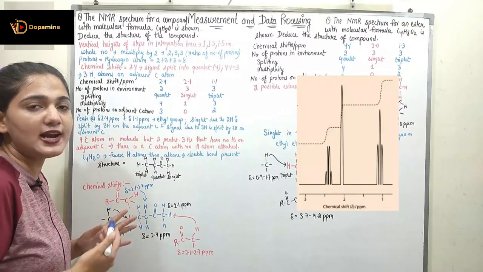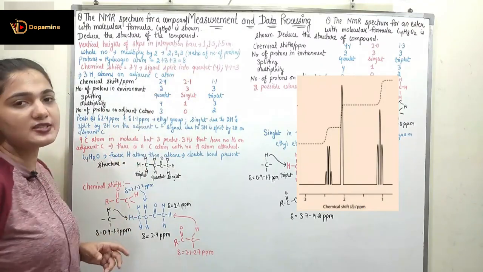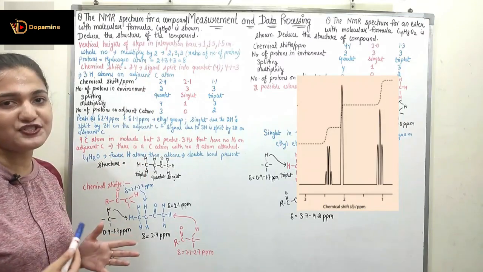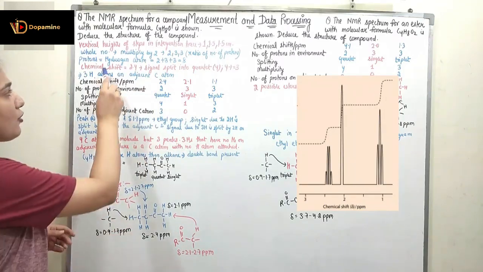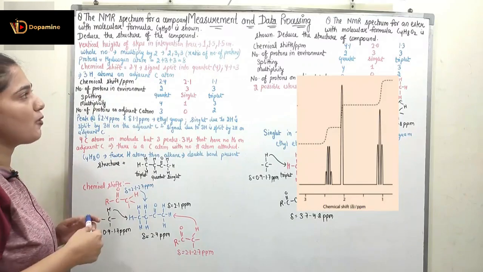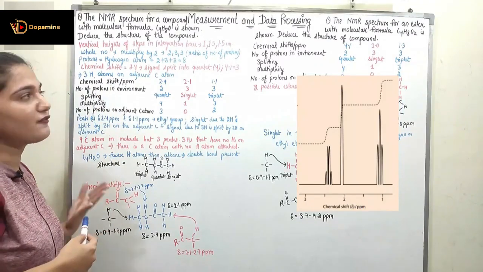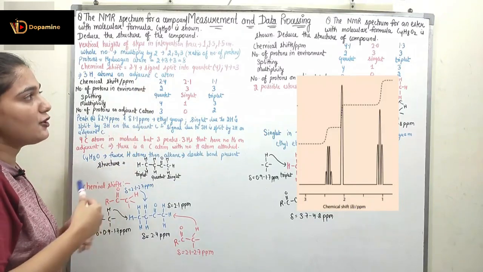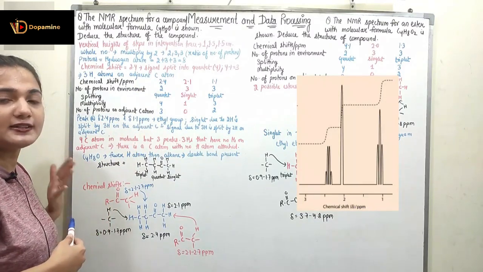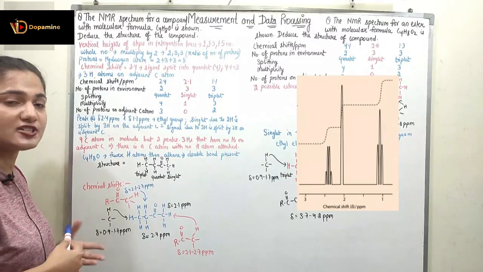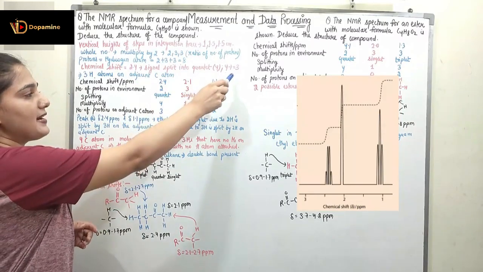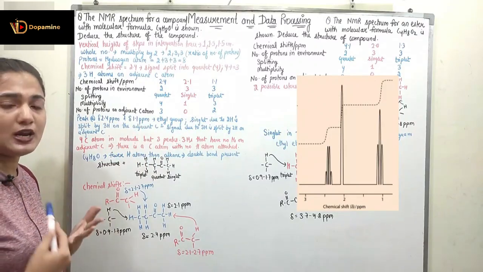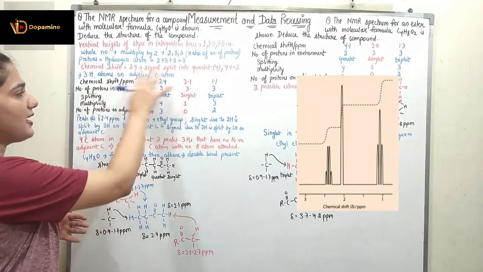Total number of hydrogen atoms would be 2 plus 3 plus 3, which is 8. And the formula also is given as 8. So the number of hydrogen atoms is 8. Now coming to the chemical shift, that is 2.4. At the chemical shift 2.4, you can see the signal split into a quartet. So when the signal splits into a quartet, the number of hydrogen atoms on the adjacent carbon would be 4 minus 1, that is 3.